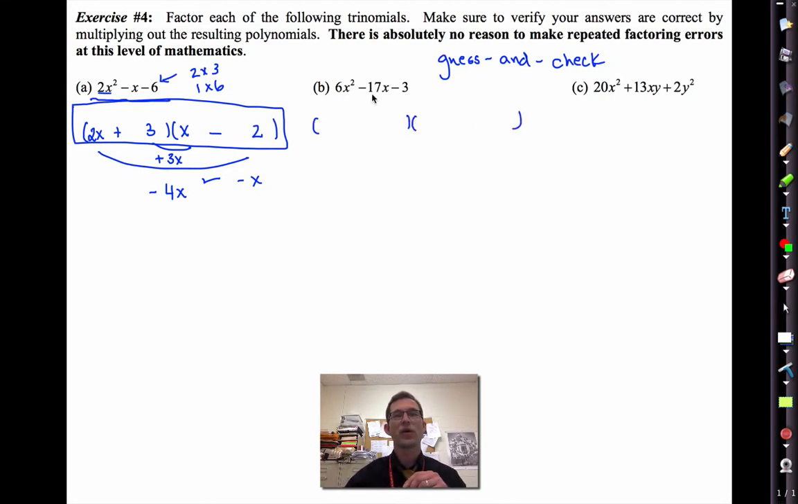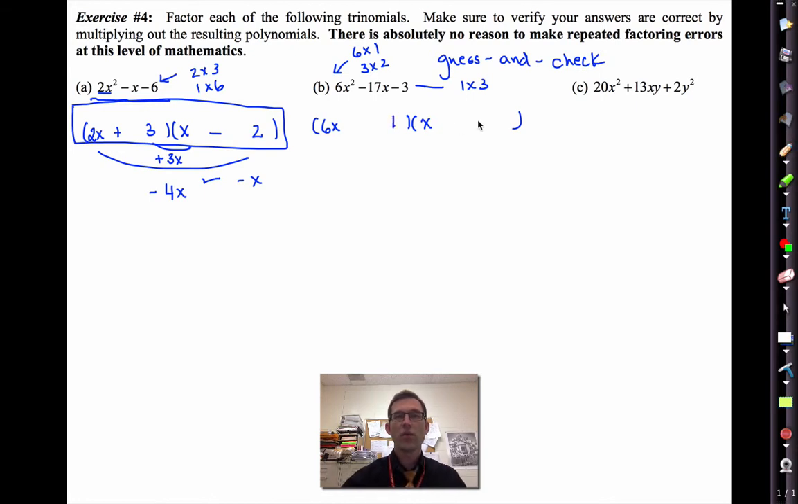Right, we've got 6x squared minus 17x minus 3. So 6x squared is a little bit trickier because we could have 6 times 1 or we could have 3 times 2. All right, let's go with the 6 and the 1. 6x and x. Now the 3, well, that's nice. It's just 1 times 3. But remember, there's no way it could possibly be this, because if it were this, then this would have a GCF of 3. And since the overall trinomial does not have a GCF, none of the binomials can either. So there's no way that that's the right answer, and I don't even have to check it.